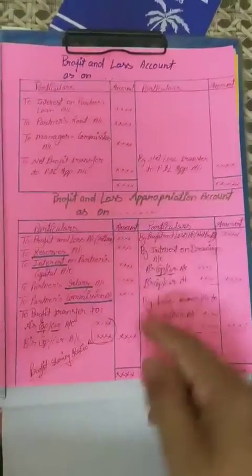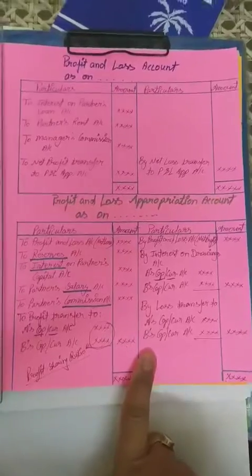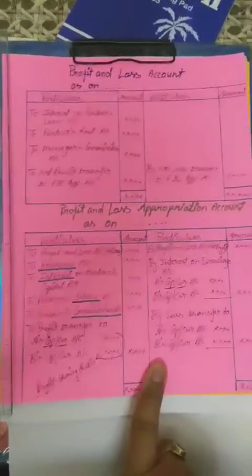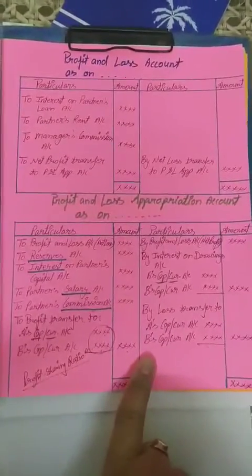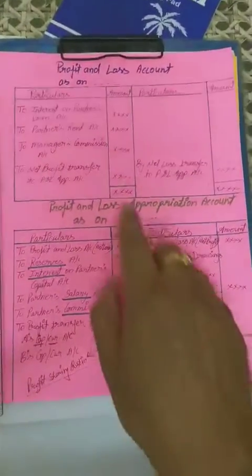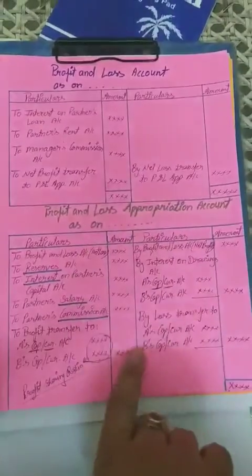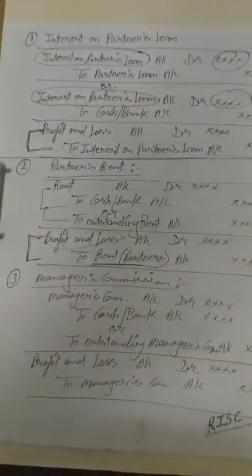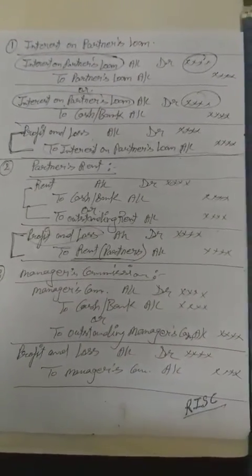So this is the revision which we have done in minimum time. Related to this, I also showed you some journal entries in the last class, so once again I am showing you. Yes, you can see this. These are the journal entries.